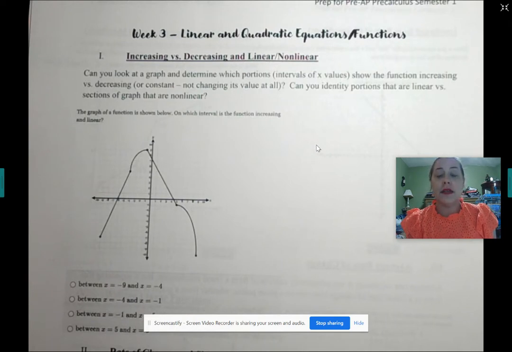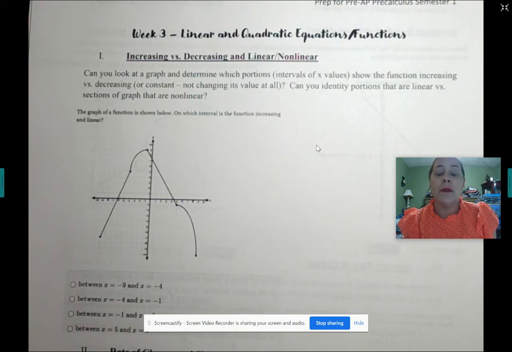So what we're going to talk about this week is we're going to review as much as we can about linear and quadratic functions, equations, solving for them, graphs of them, attributes of them, tables of them, everything that we can, even regressions using the statistics calculator in Delta Math.